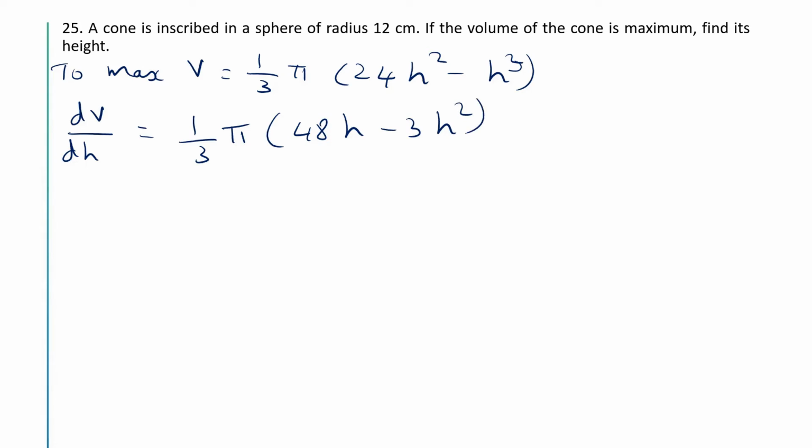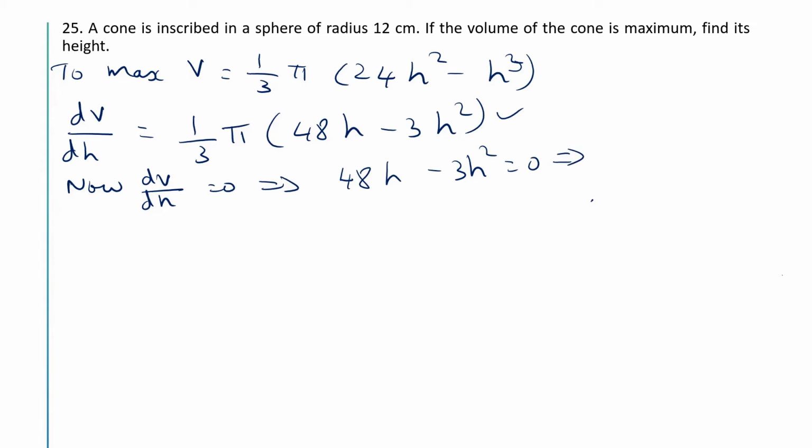At the critical points, dV by dH equal to 0, which means 48h minus 3h square equal to 0. From this we have 3h into (16 minus h) equal to 0. So we have h is equal to 0 or h is equal to 16. We cannot have h is equal to 0. Therefore, h is equal to 16.